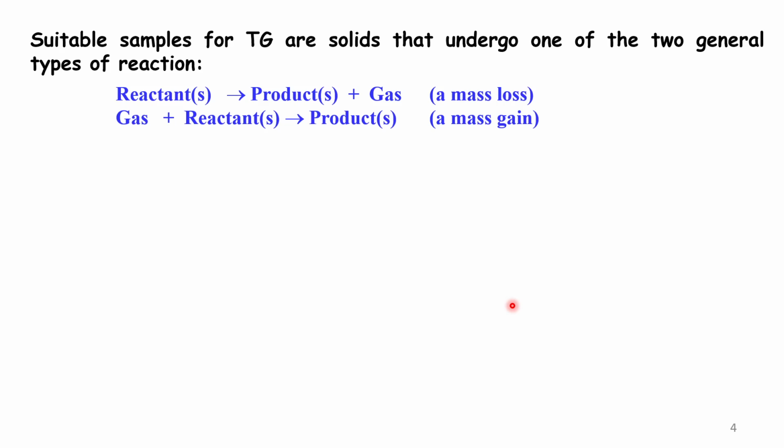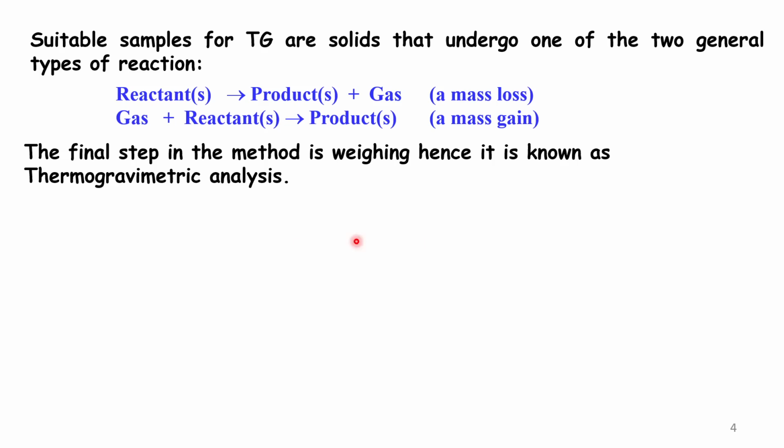But if the reactant is heated under a suitable environment, that means in a suitable medium such as a gas or any other medium, then there will be an increase in the mass. So the reaction will be gas plus reactant equals product, and there is a gain in the mass of that product.